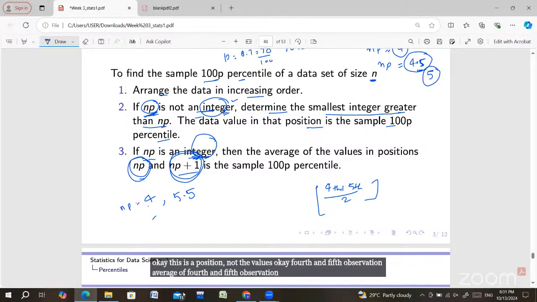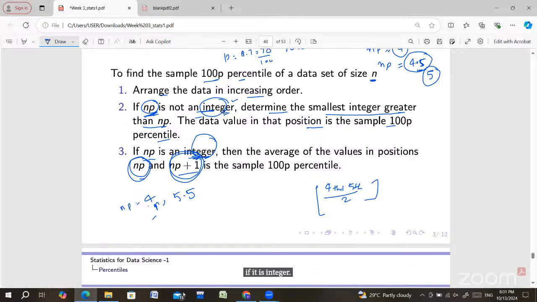If it is an integer, in this case, okay. And if it is not an integer, then we take the smallest integer which is just greater than this. So it will be 6 in this case. So we will be taking the value at this 6th position. In this case, we will not take the average. We will take the 6th, we will not take the average.